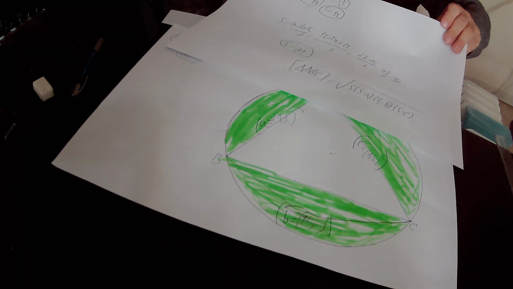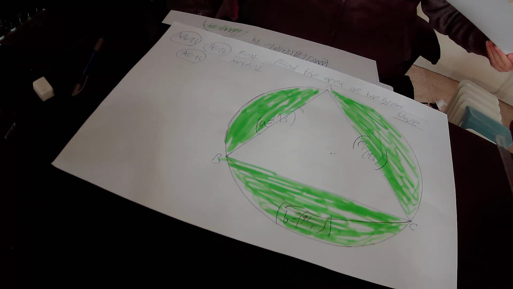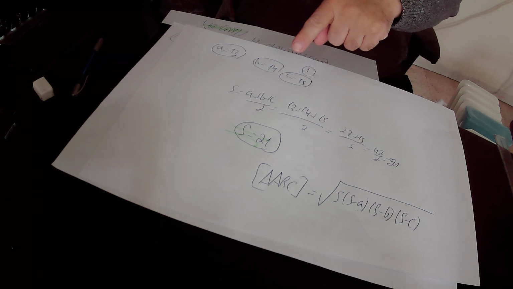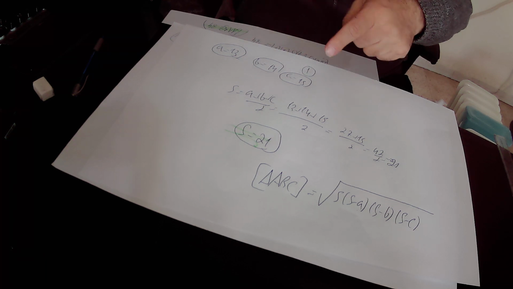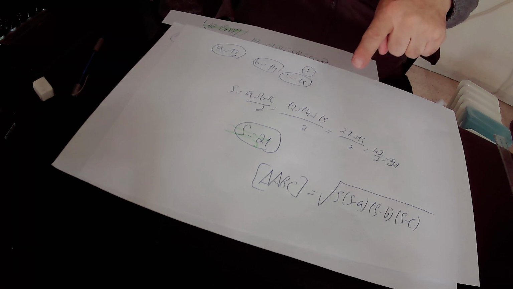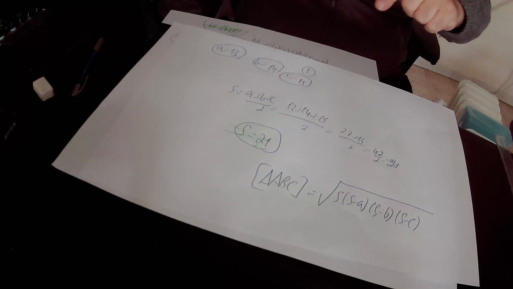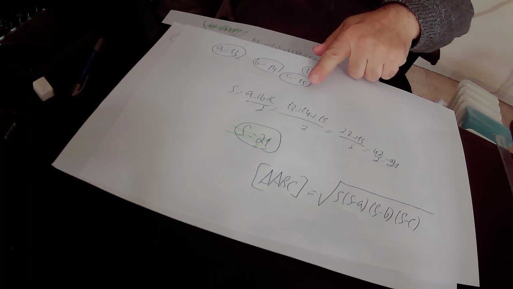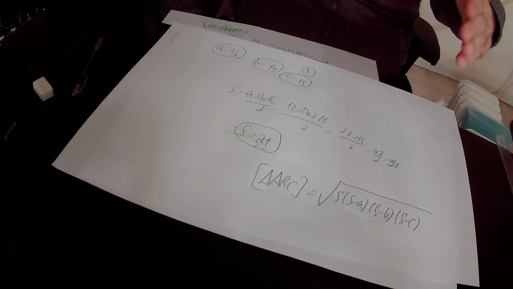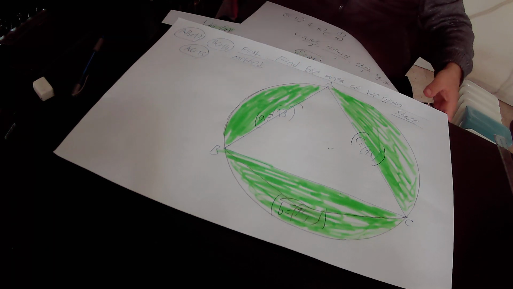In the next step, we calculate the semi-perimeter of this triangle ABC. According to rule number 4, the semi-perimeter of our triangle ABC must be equal to A plus B plus C, that is the perimeter, over 2. A is 13, B is 14, and C is 15. If we divide the perimeter by 2, we get the semi-perimeter S. 13 plus 14 is 27, and 27 plus 15 is 42. 42 over 2 is 21. So finally we found that the semi-perimeter of this triangle ABC is 21 units.